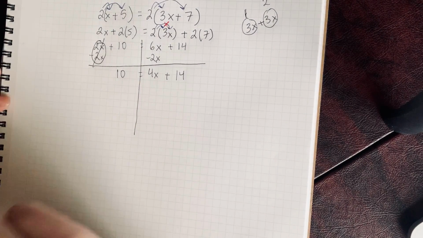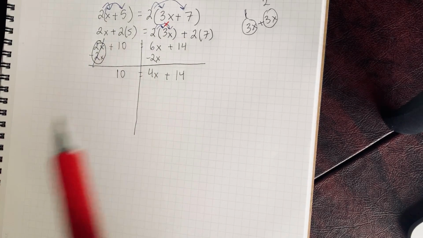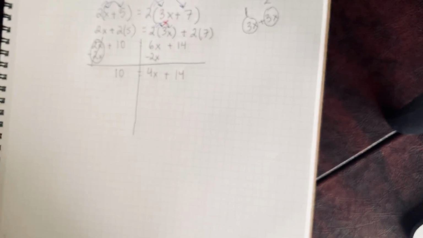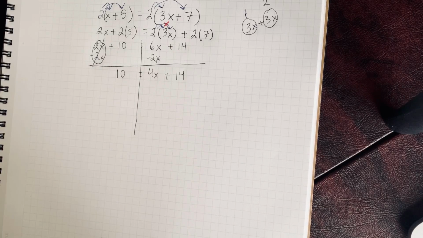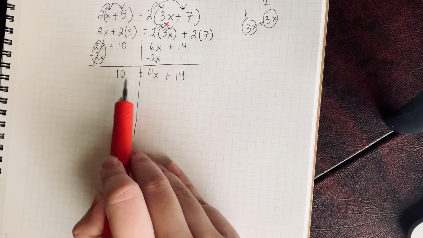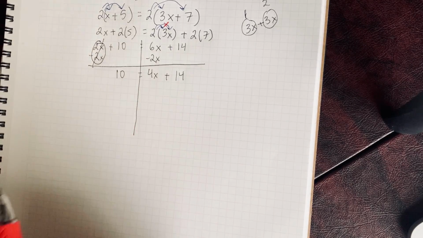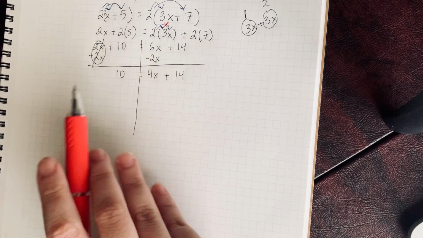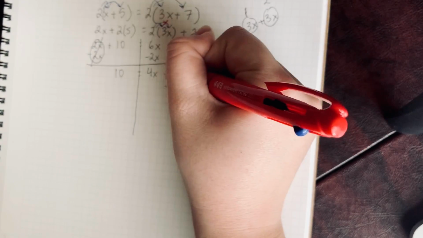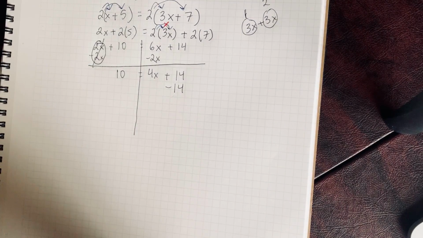So that was our step to combine the variables, get our variables together. Now we're going to get our constants together. Remember, constant is just a fancy word for a number that doesn't have a letter attached to it. 10 is already by itself, so we do not want to move or touch this 10 at all, okay? We'll move this 14 over. So since this is a positive 14, we're going to move it over by subtraction, because that's the opposite.